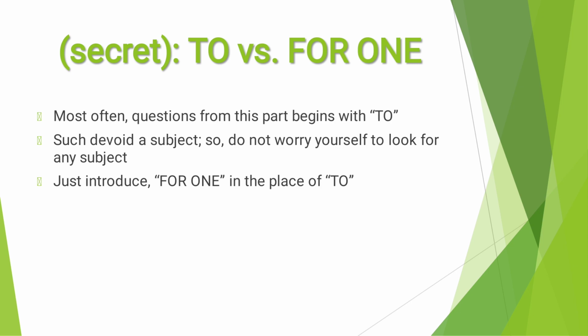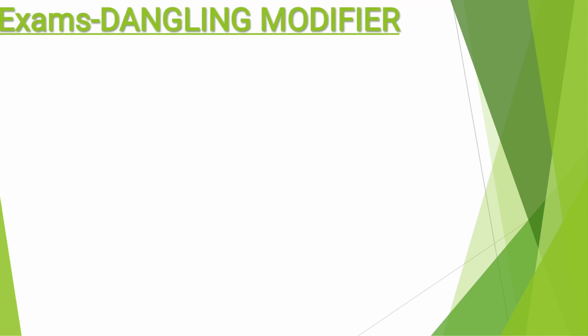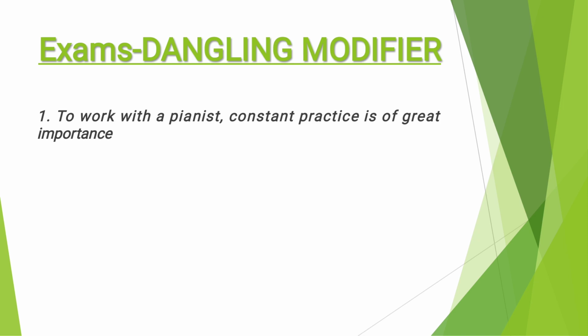Dangling modification is different from ambiguity in the sense that for dangling modification, there is no subject, there is no doer. But for ambiguity, the sentence could be interpreted in two or more ways. Let us quickly look at some of the exam-based questions. Number 1. To work with a pianist, constant practice is of great importance.